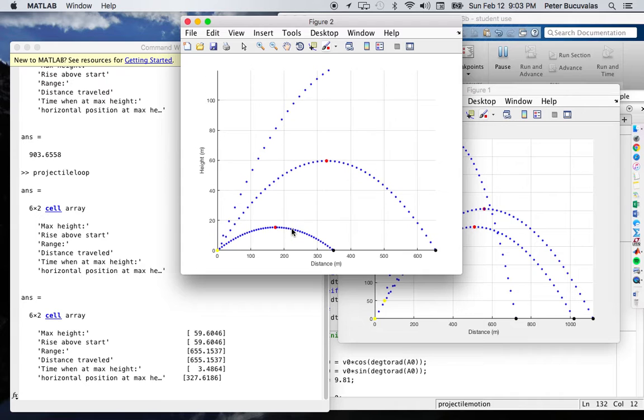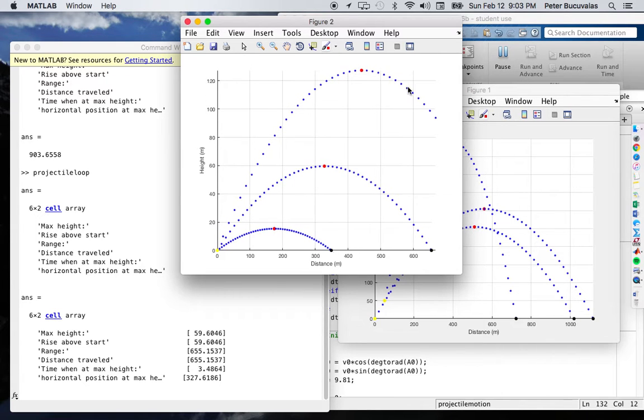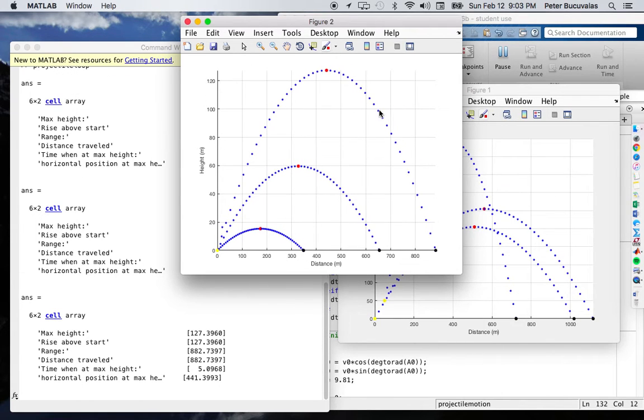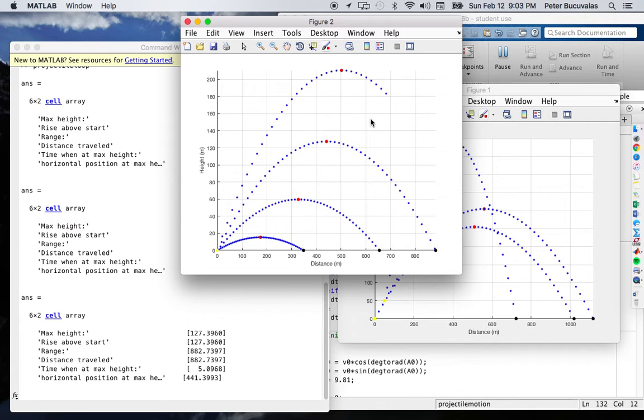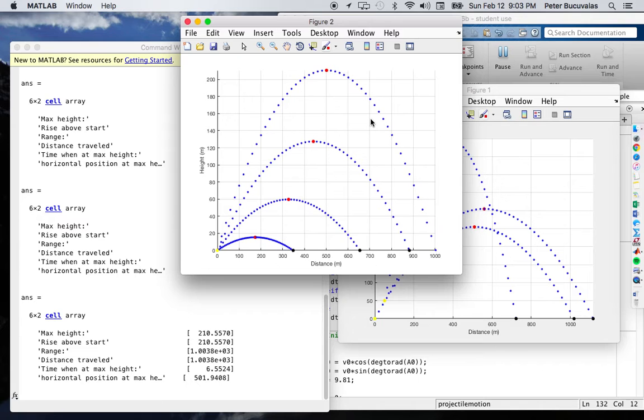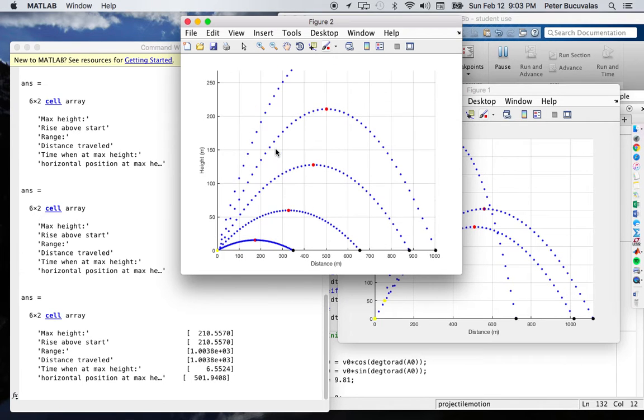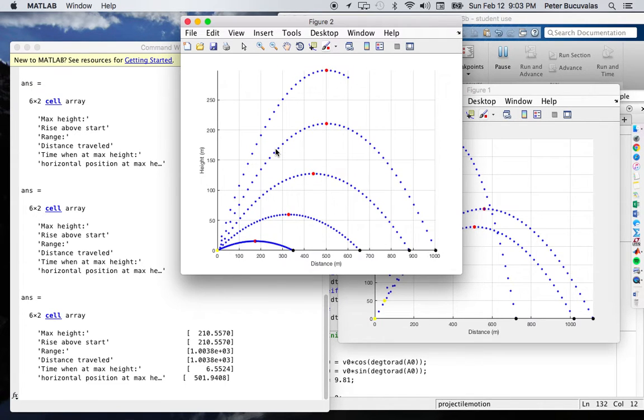So here we have 10, 20. This is now our 30-degree launch. And one note on this function, this is ideal conditions. There is no wind, no air resistance. This is a perfectly ideal scenario.